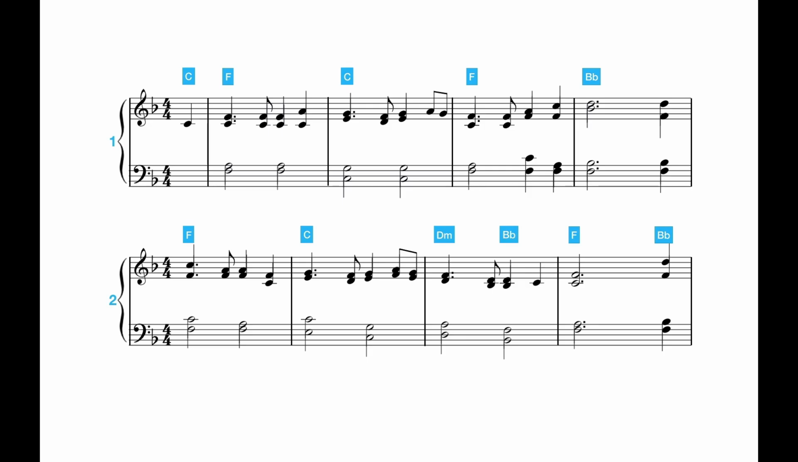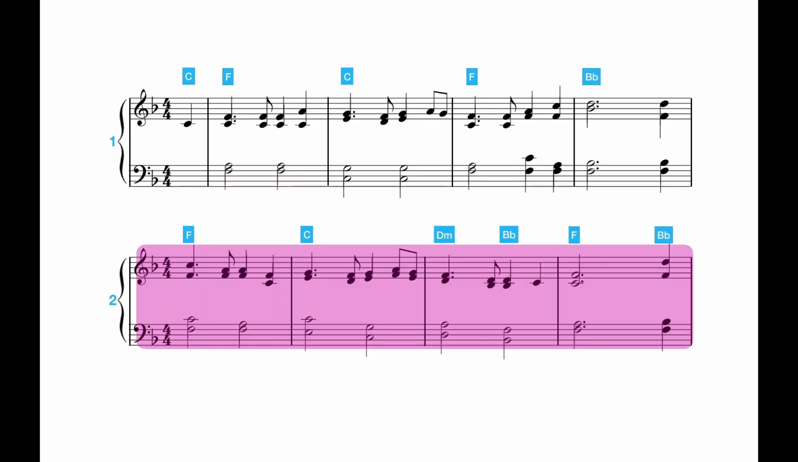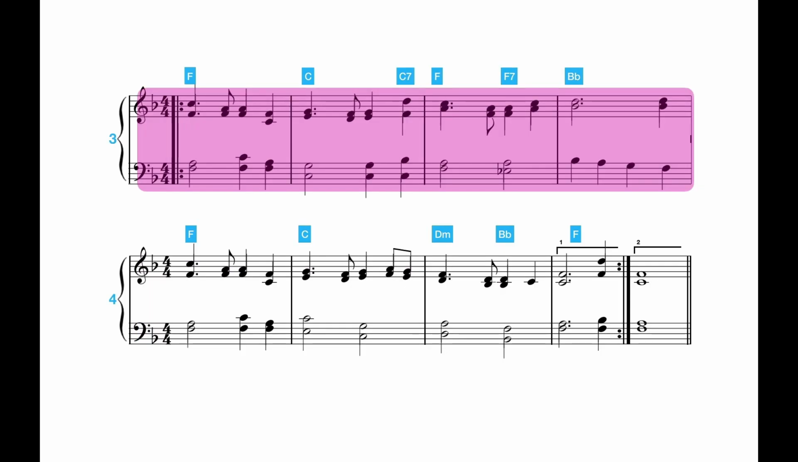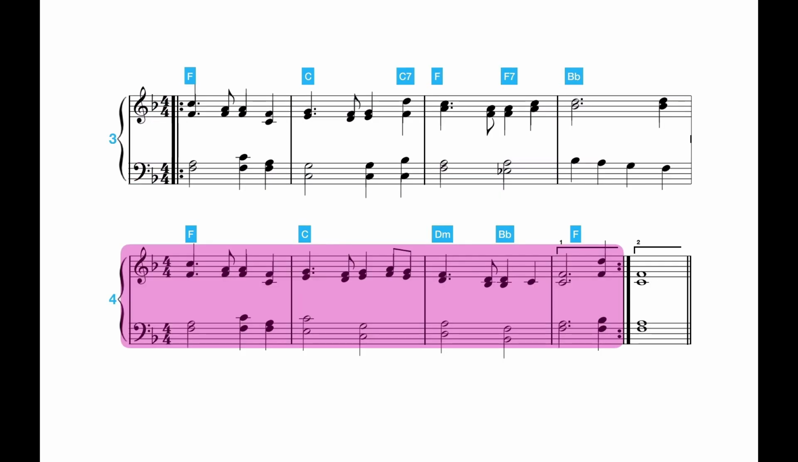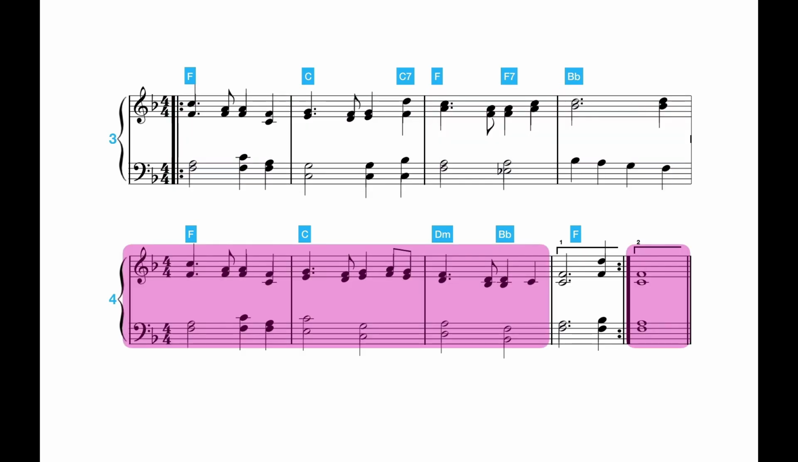So what we're going to do is we're going to play all the way through line 1, and then we'll play all the way through line 2, and then we play all the way through line 3, and then we play all the way through line 4 until we get to our first repeat. So we're playing that first ending. And then we go back to the repeat, the forward repeat sign at the start of line 3. So we play line 3 again, and then we play all the way through line 4, but we play the second ending.